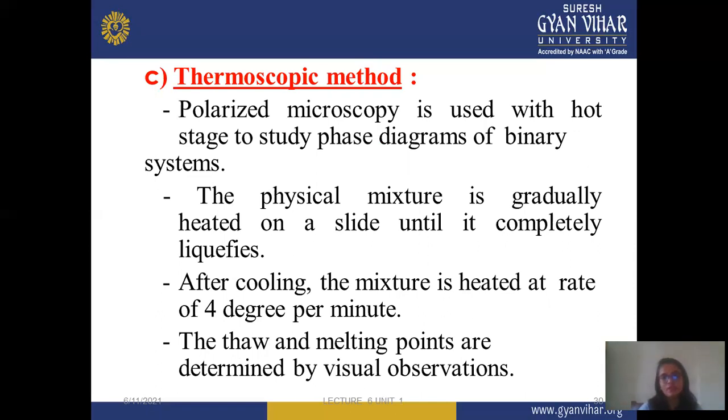After it is liquefied, you cool the mixture and then heat it again, and the heating takes place at 4 degrees per minute. This means you increase the temperature by 4 degrees Celsius every minute, and after this heating you use the thaw or melting point to determine by visual observation. No specific machine or instrument is used. The visual observation takes place after this heating.